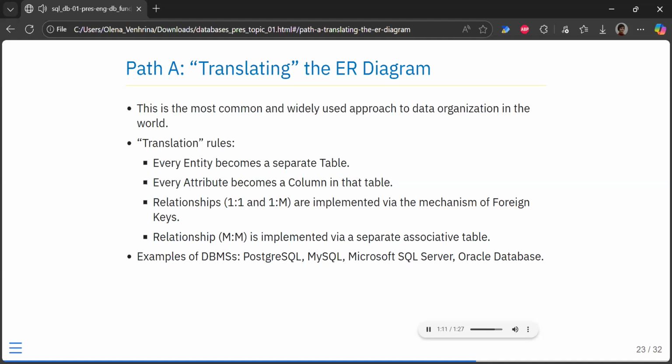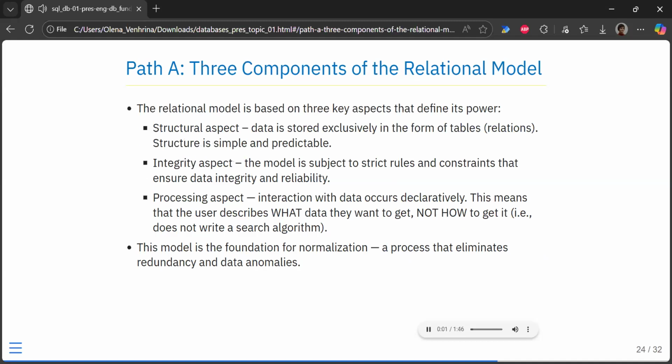Examples of such systems you probably know or have at least heard of. You all know Oracle, Microsoft SQL Server, and of course MySQL, which we will study. But why is this model so powerful? Why does it dominate? This is determined by its three key aspects, which we will consider next. So, we know how to turn our diagram into a set of tables. But why has this model dominated the industry for over 40 years? Why do all banks, financial, and telecommunication systems run on it? The answer lies in three fundamental components or aspects of this model.